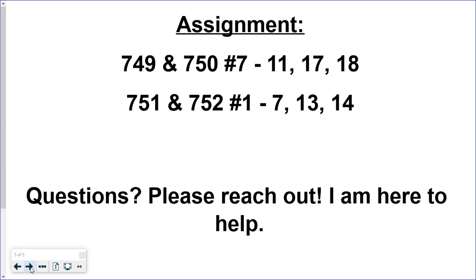All right, so to give ourselves some practice on that, we have an assignment that's going to be over a span of a couple different pages. So if you start by looking at page 749 and 750, I'm going to have you do numbers 7 through 11. So that'll be the bottom 5 problems on that first page. And then when you turn the page over, you're going to do numbers 17 and 18. So you can go ahead and cross out 12, 13, 14, 15, and 16 on that particular lesson.